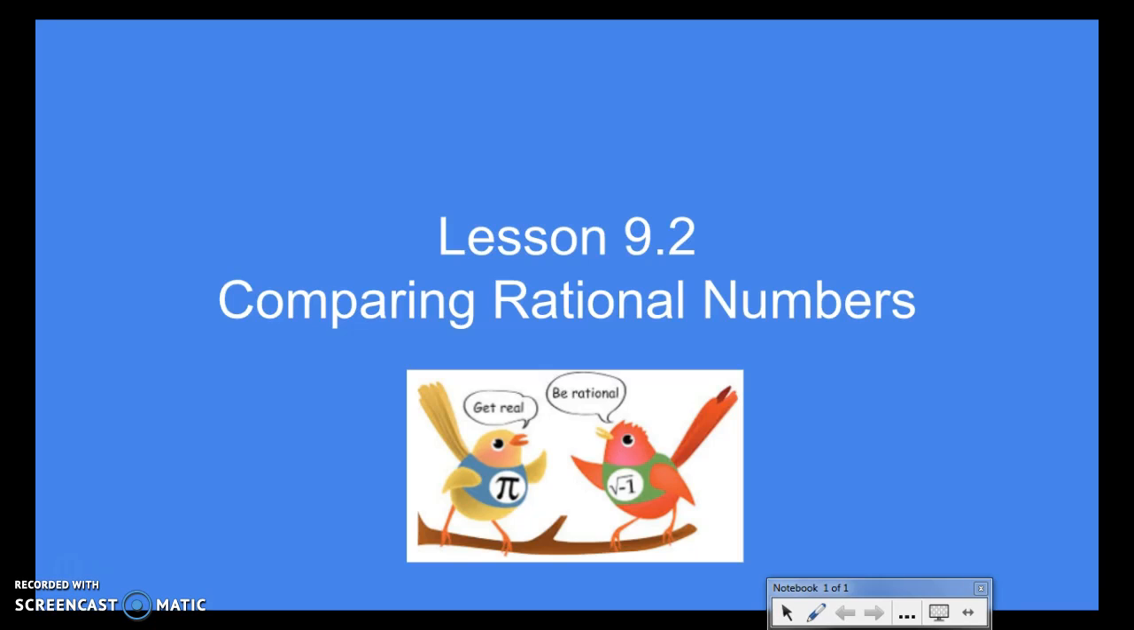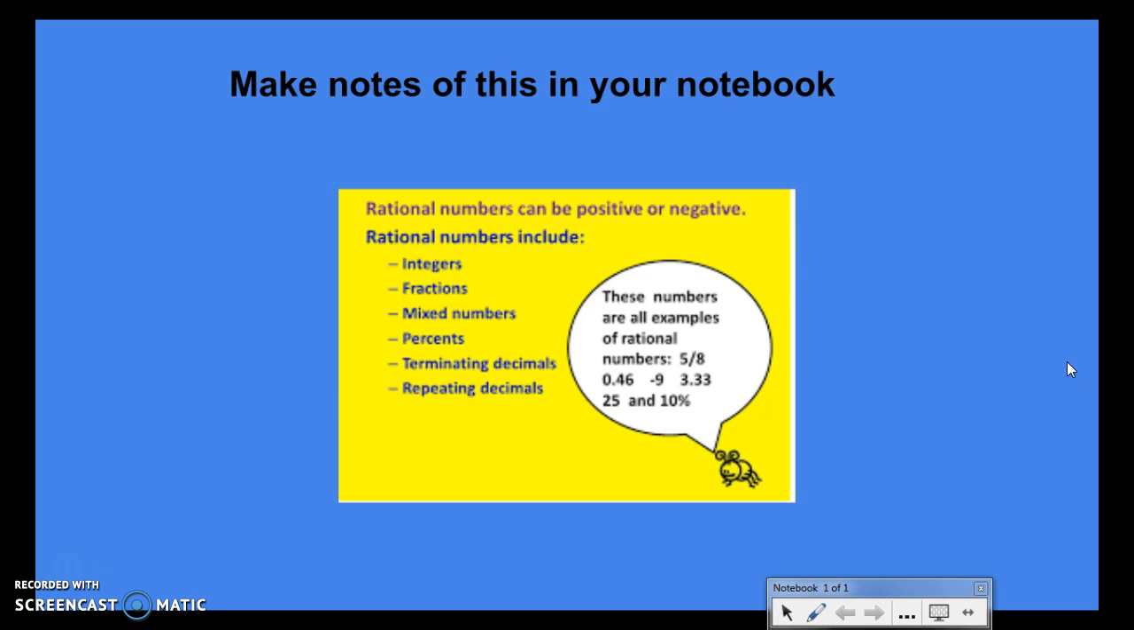Today we're going to be comparing rational numbers and discussing what they are and how they line up on a number line. So let's get started. Make note of this in your book. I know we talked about what rational numbers were earlier in this unit, but we want to go ahead and make sure you guys know it 100%.